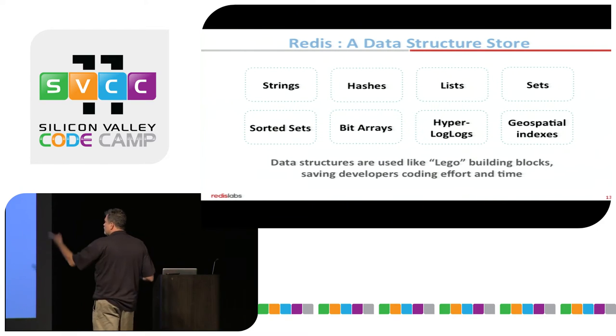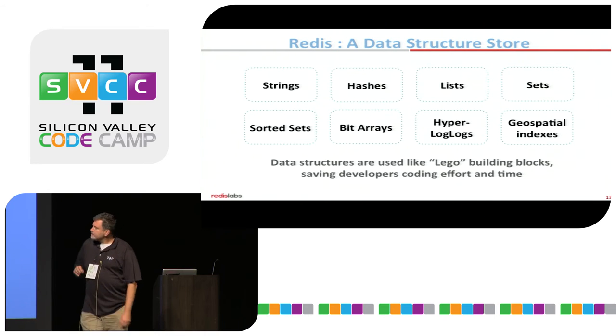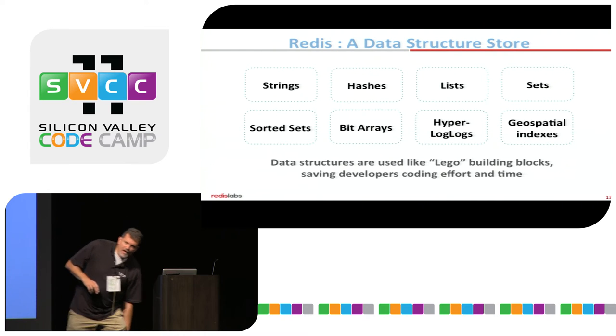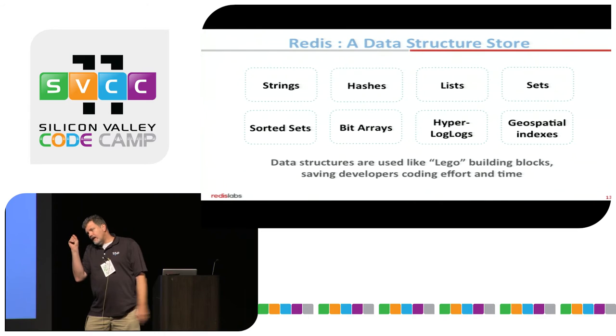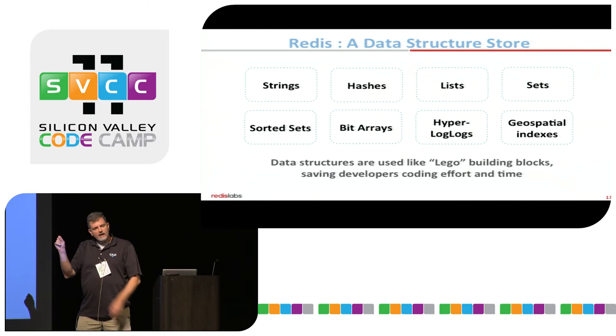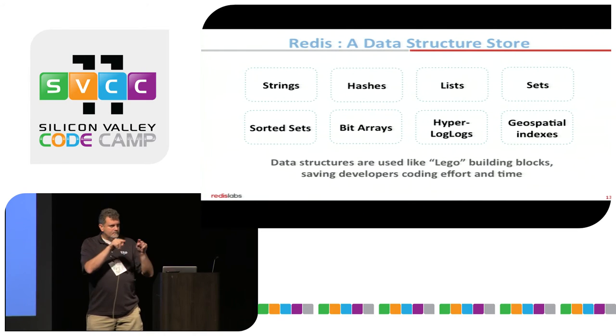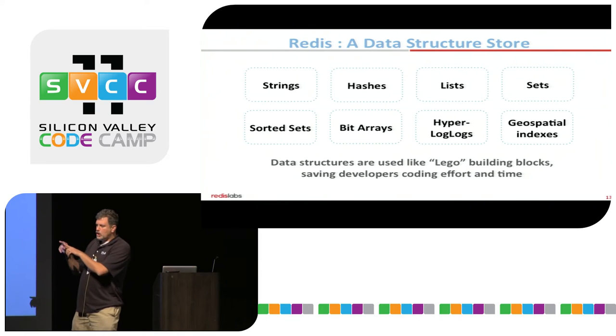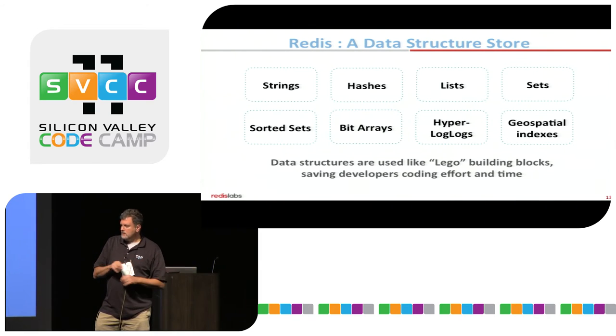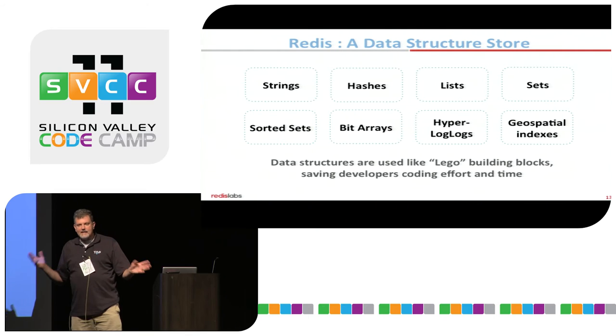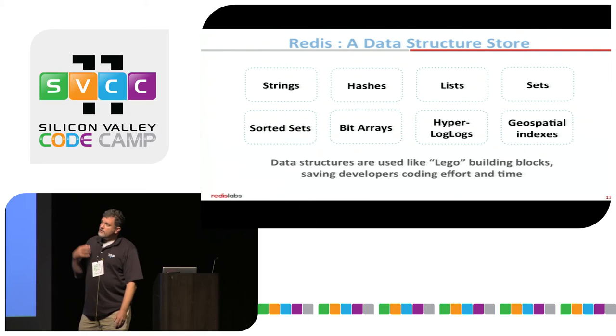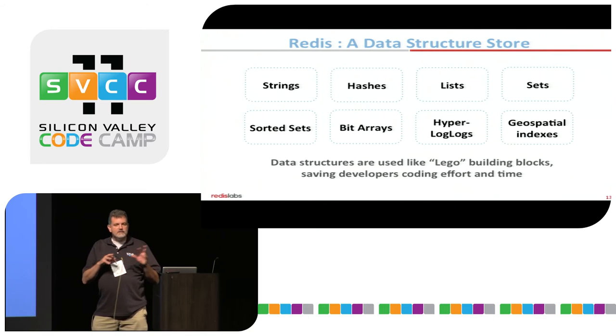So that's a sorted set. BitArray. BitArray is really cool, but kind of obscure. It's literally like a key and then a whole bunch of ones and zeros. Just a big, giant, long list of ones and zeros. And you might say, well, what the heck is that useful for? Well, you can do all sorts of cool statistical counting things.